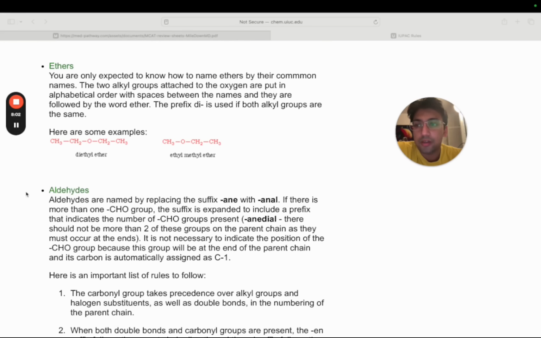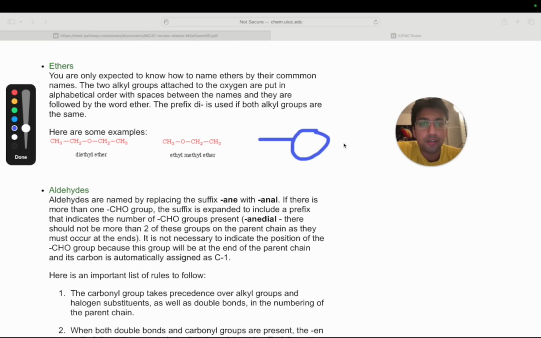Now we have ethers. Ethers and esters, those are always really confusing to me. But it's important to know an ether is when you have an oxygen that's part of the chain, and it's bonded to 2 carbons, right? So that's what an ether is. And ethers are actually some of the easiest to name, because all you have to really do is look at what's on each side of the oxygen, and that just gives you the name.